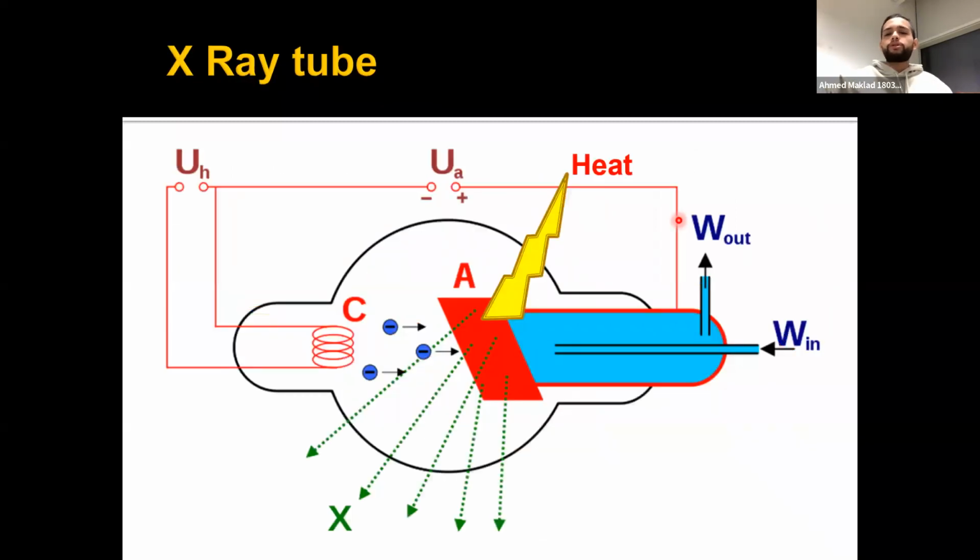Okay. So that's what I was saying. You give the cathode an energy source, right? You give it electricity or something. And what happens is that it will heat up, and then you'll have electrons going to the anode, all right? And then the anode will give you X-rays. And that's basically how this works.